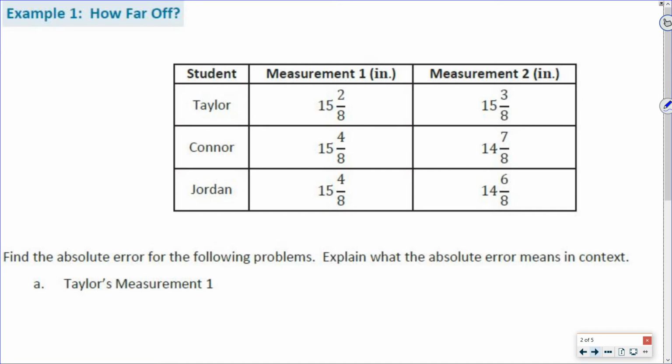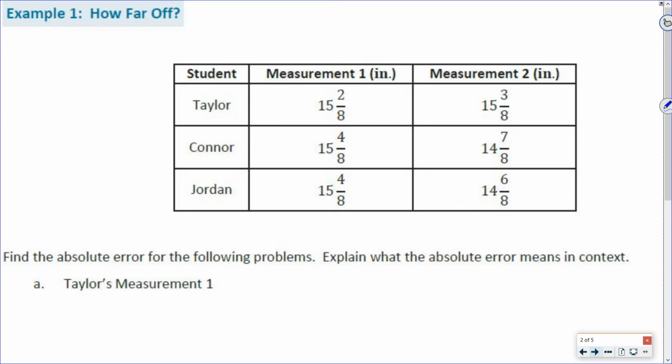So you got 3 students here, Taylor, Connor, Jordan. They each measure let's say a notebook. First measurement was 15 and 2/8, 15 and 4/8, 15 and 4/8. The second measurement was 15 and 3/8, 14 and 7/8, and 14 and 6/8. Now, the question is asking us to find the absolute error of the following problems.